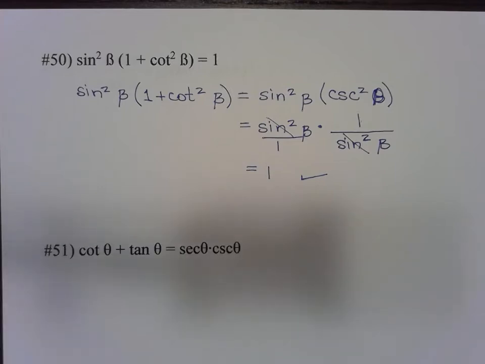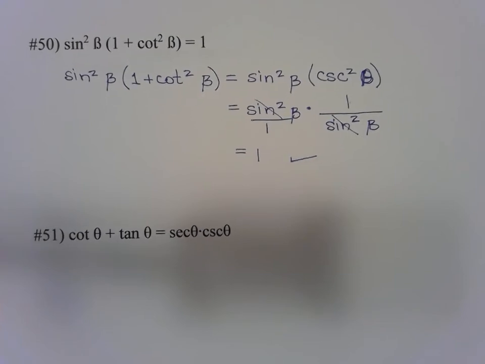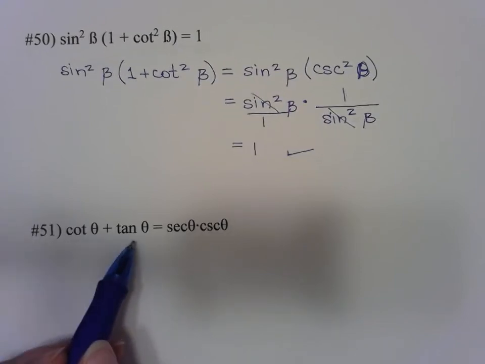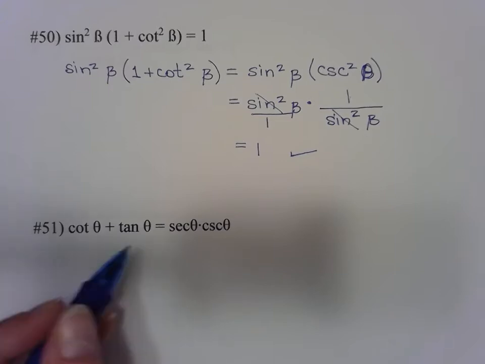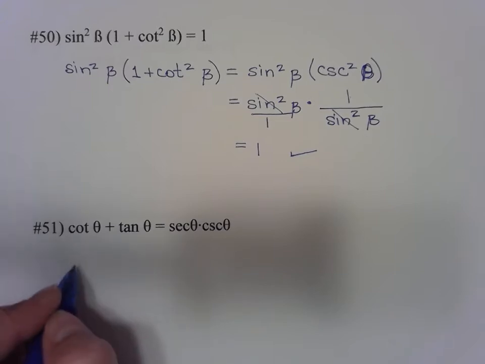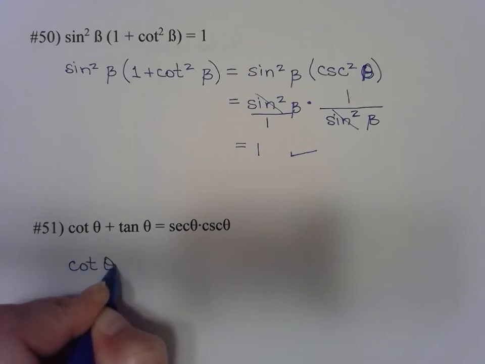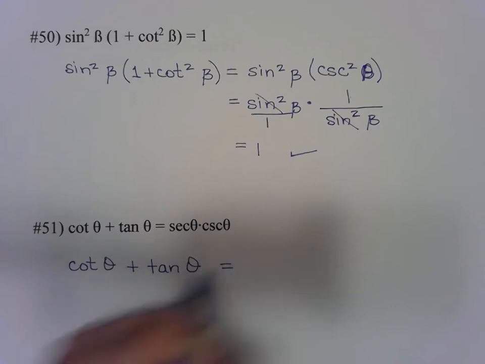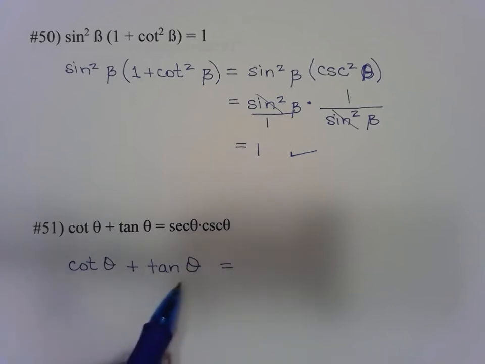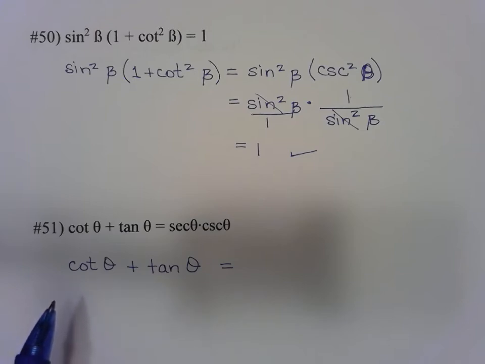Let's try another one. How about the cotangent plus the tangent is equal to the secant times the cosecant? So you can pick a side you want to start with. I'm going to start with the left-hand side again. So I'm going to just jot that down. Cotangent of theta plus tangent of theta. I don't have an identity that adds these two, right? I do have the reciprocal identity. Maybe you could make that work. My first thought was to use sines and cosines, so I'm going to start with that.